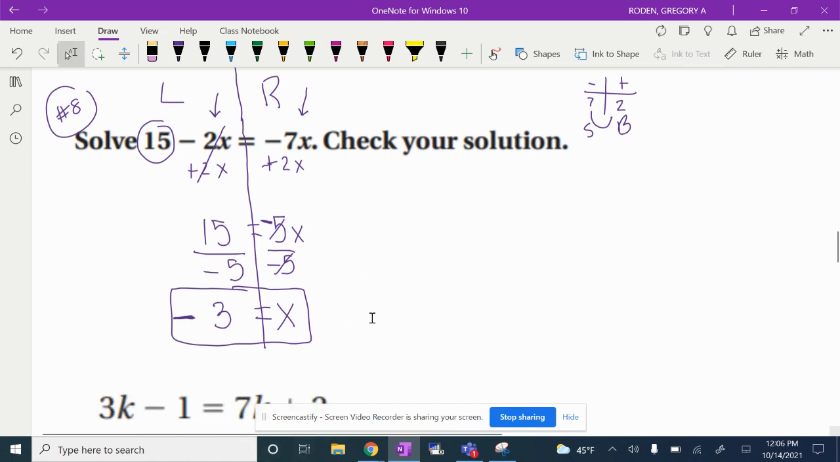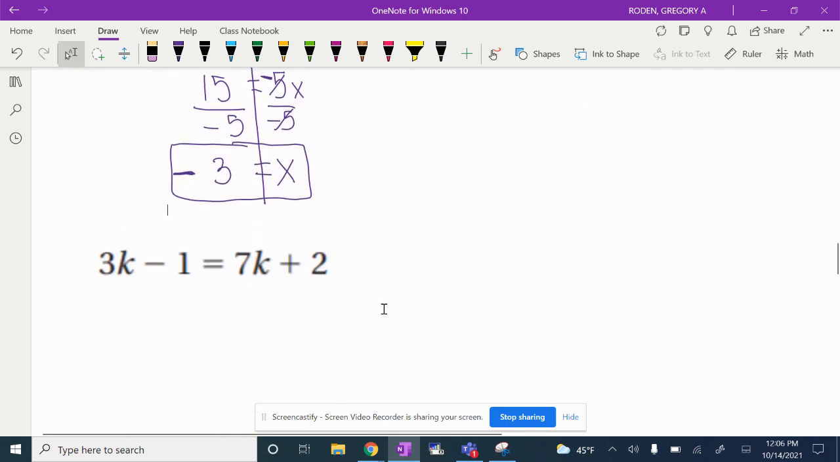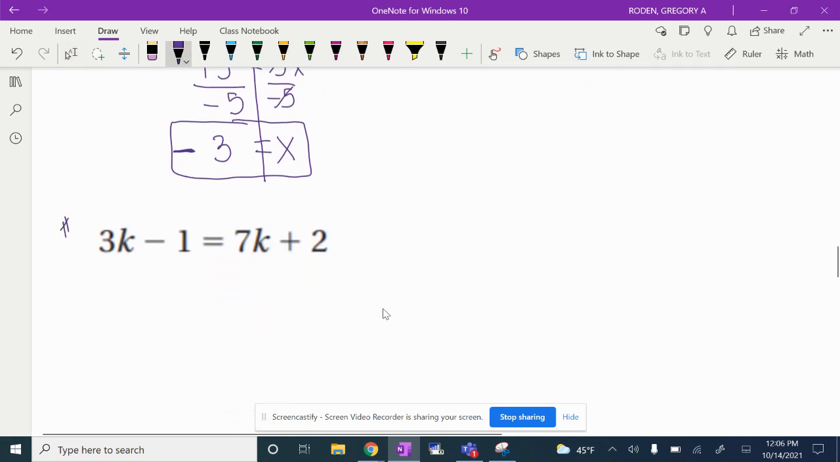All right, so let's try one more. I want you to try this one right here. We'll do 2 more problems. So this was number 8. This will be number 9. We'll stop at 10 examples. Okay, that should get us through our day. So let's see if you can do this one. So I'm going to put a fairness bar. Go ahead and copy this one down and see if you can't solve for k.